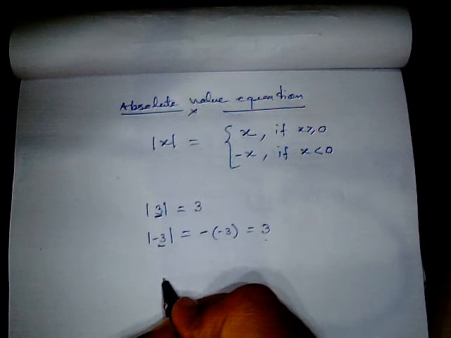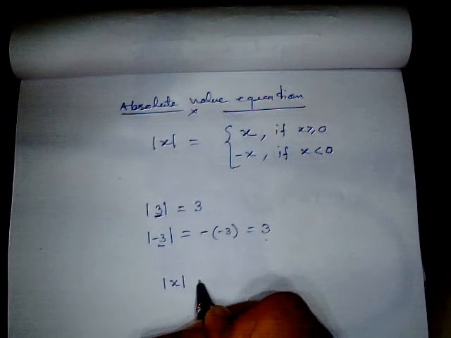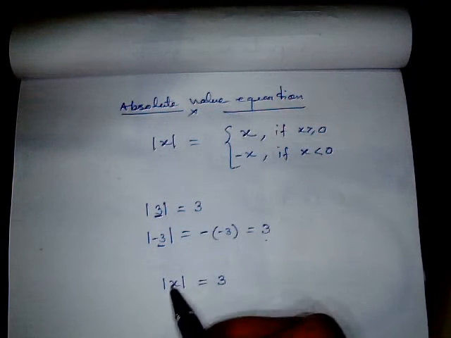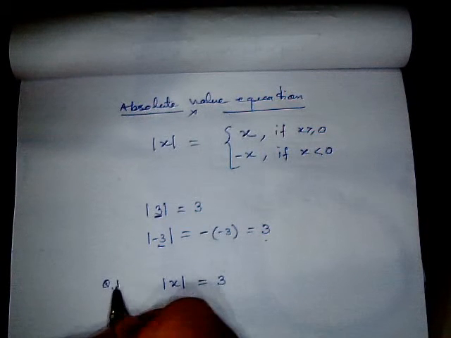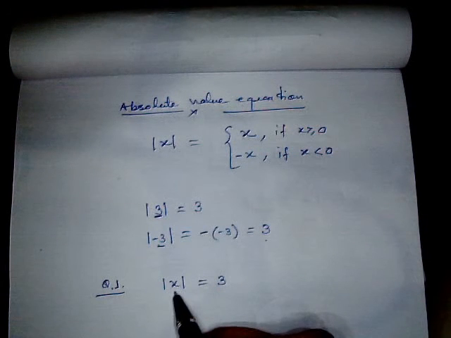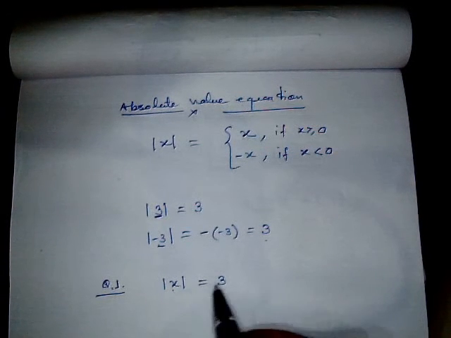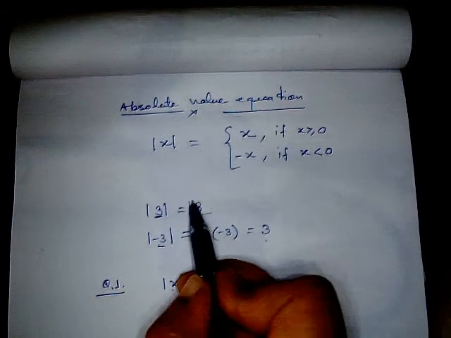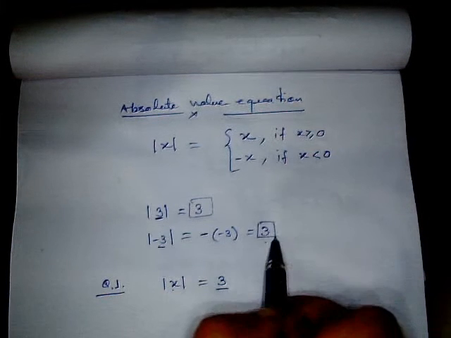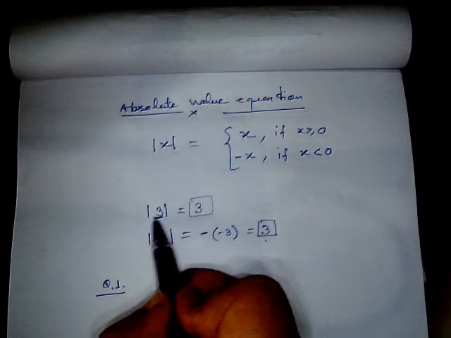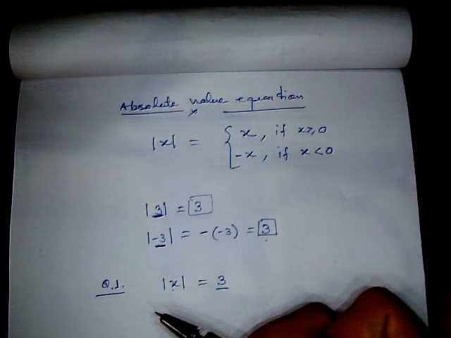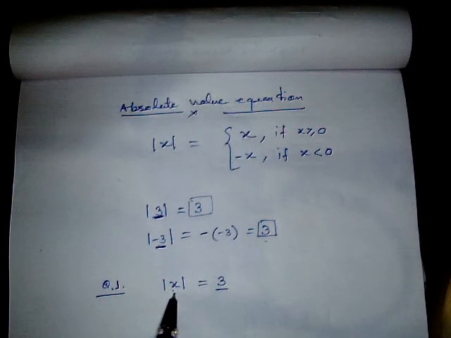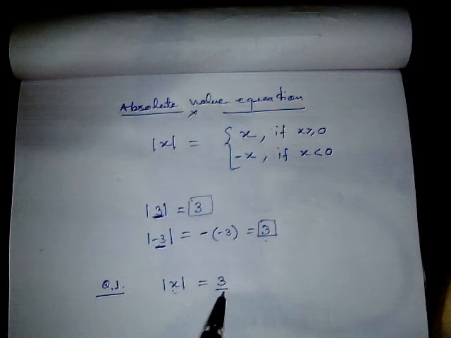Say I ask you to solve for x, where modulus of x is given as 3. In this question we need to find the value of x. What value of x can we place which is going to give you 3? Either x is 3 or negative 3; on both it is going to give you 3.